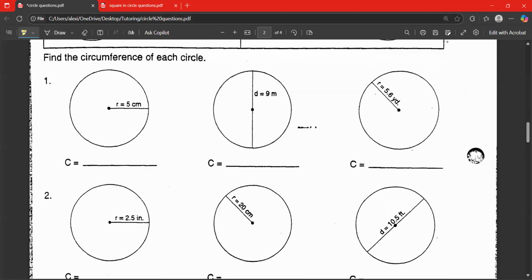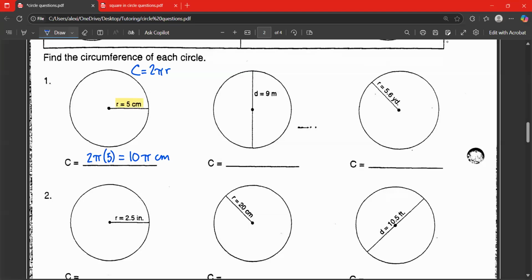So it says, find the circumference of each circle. For number 1, they've given us diameter. I'm sorry, they've given us radius. Since they have given us radius, we'll use the radius formula. Remember, the radius formula is 2 times pi times radius. So this is 2 times pi times 5, which is 10 pi centimeters.